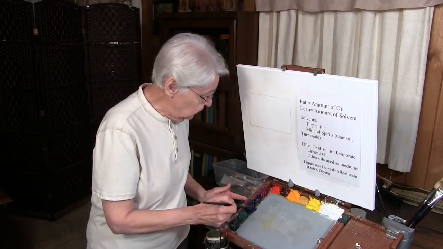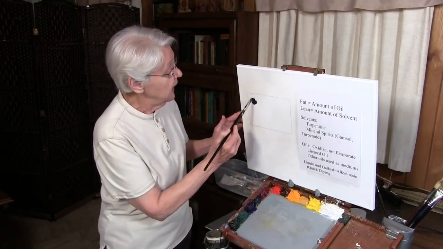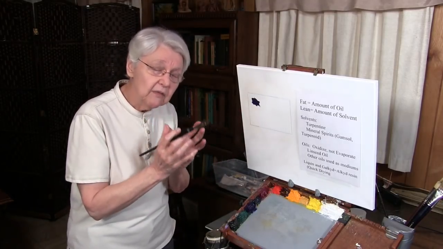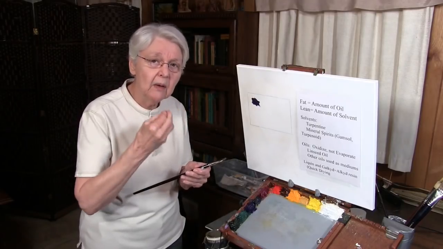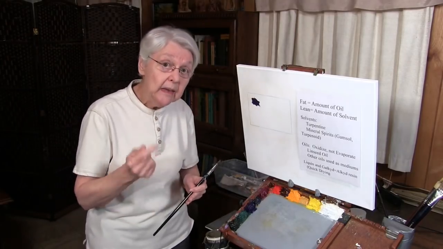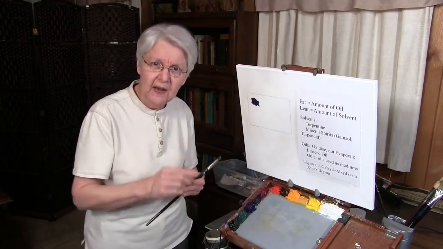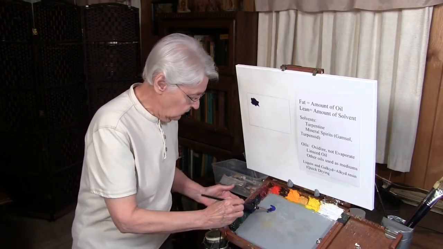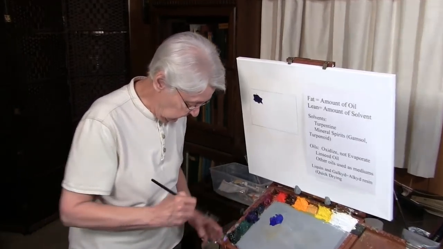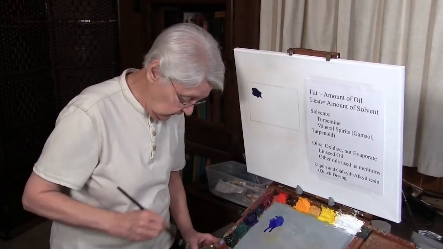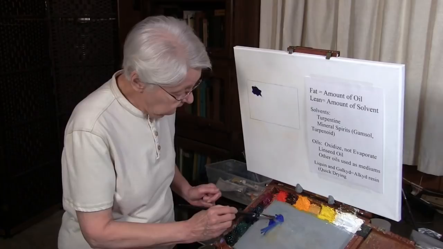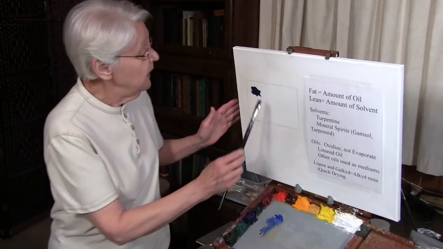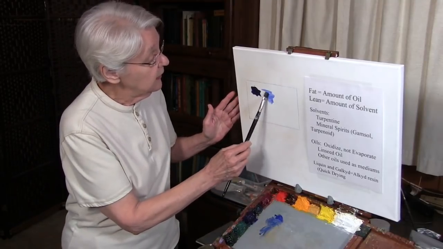As the oil comes straight out of the tube like this, that's fat. That means that it has a lot of oil in comparison to the amount of pigment that's in it. If you add linseed oil to that, you make it fatter. However, if you add a solvent to it, and I'm going to do that right here, you see what happens when we add the solvent. The solvent in this case is Gamsol. So when we add the solvent, it dilutes that oil and it makes it weaker, therefore leaner. And this is what that looks like.